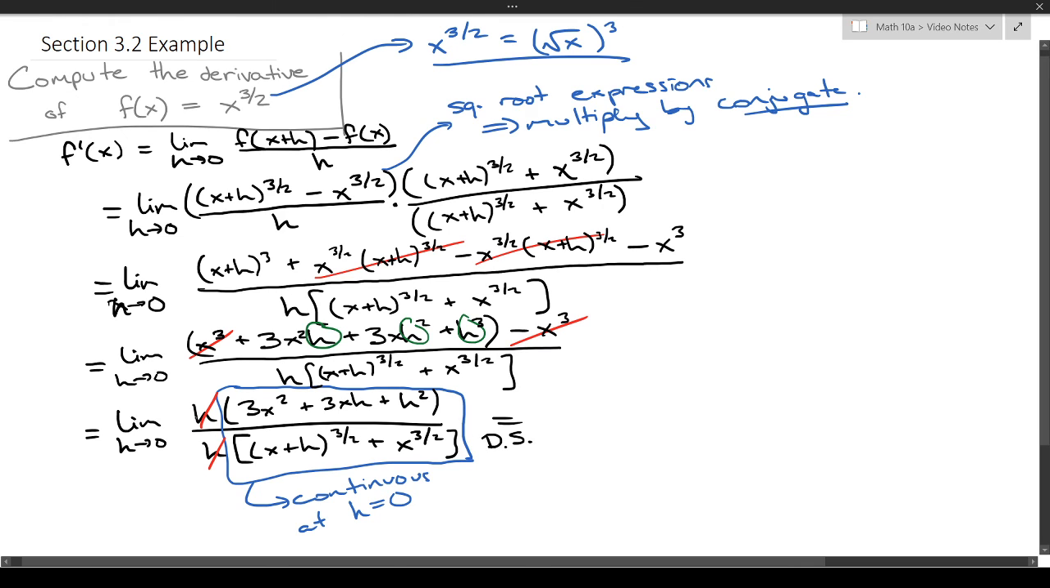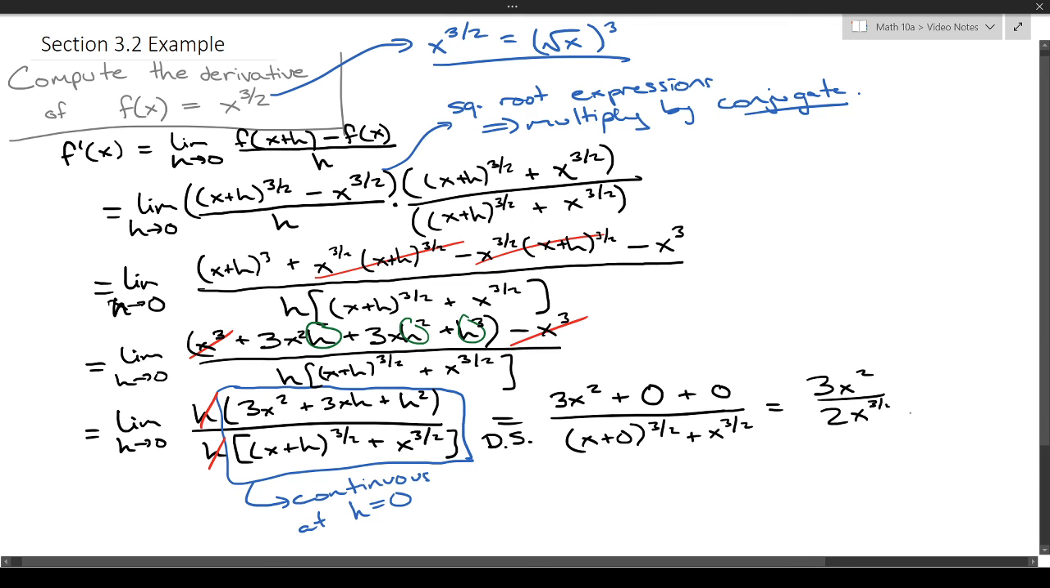All right, for direct substitution, we just plug in h equals 0 into this expression. So that gives us 3x squared plus, well, 3xh, that's 0, plus h squared, that's 0. And on the bottom we have x plus 0 to the 3 halves plus x to the 3 halves. Right, perfectly well defined, not dividing by 0, so plugging in here worked. And what this is, 3x squared over 2x to the 3 halves.